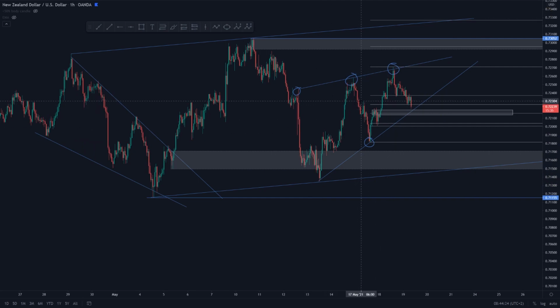So that was all for today, guys. The moves at the moment are not that clear. We still need to wait for some confirmation to get any obvious directional bias.